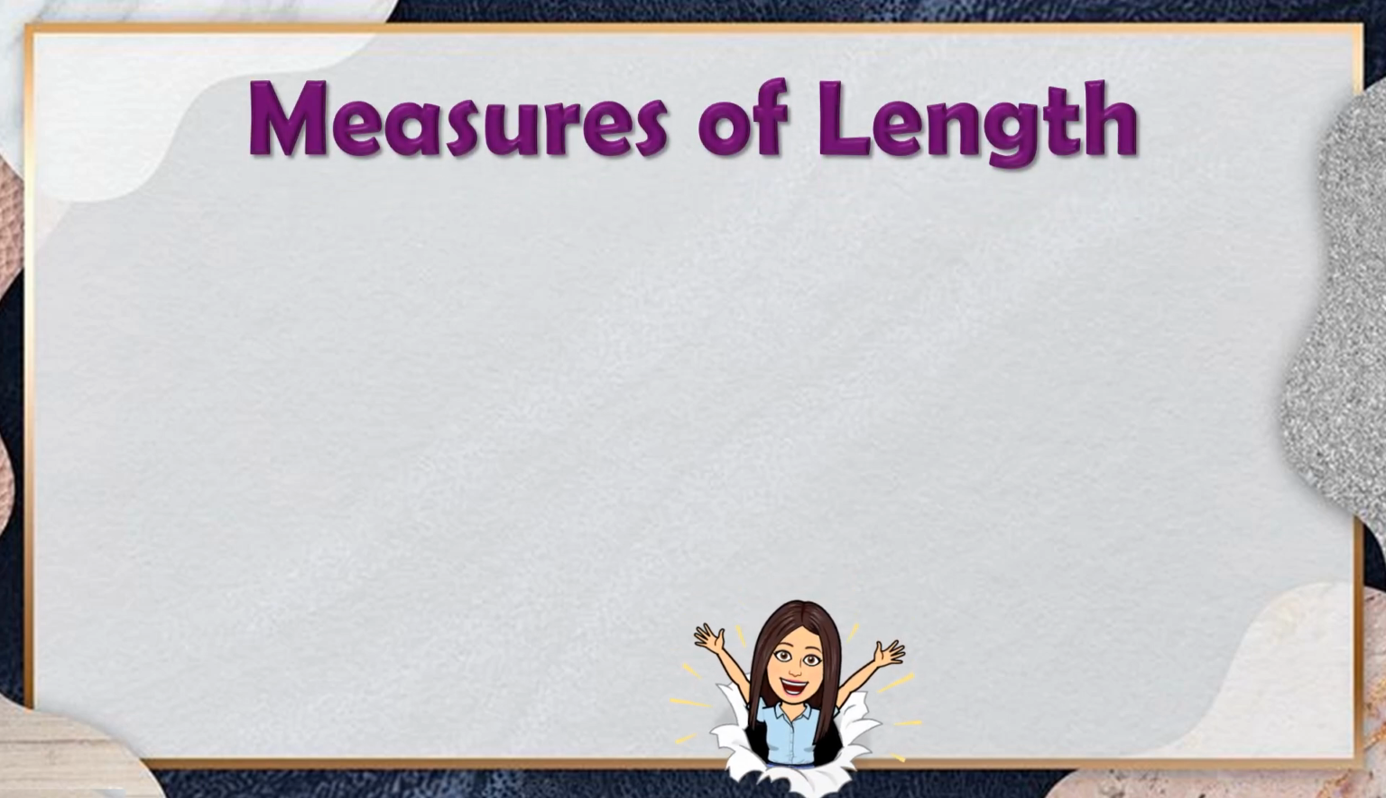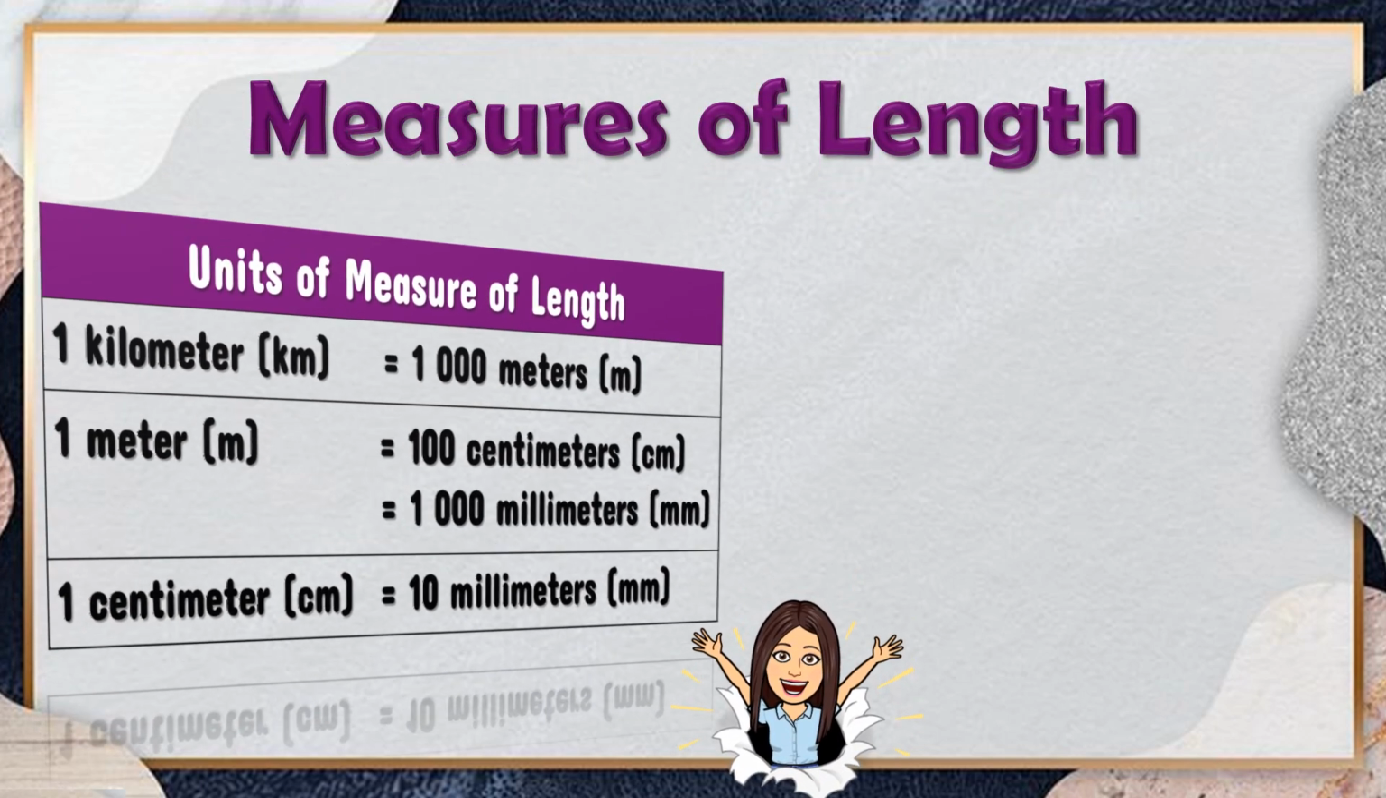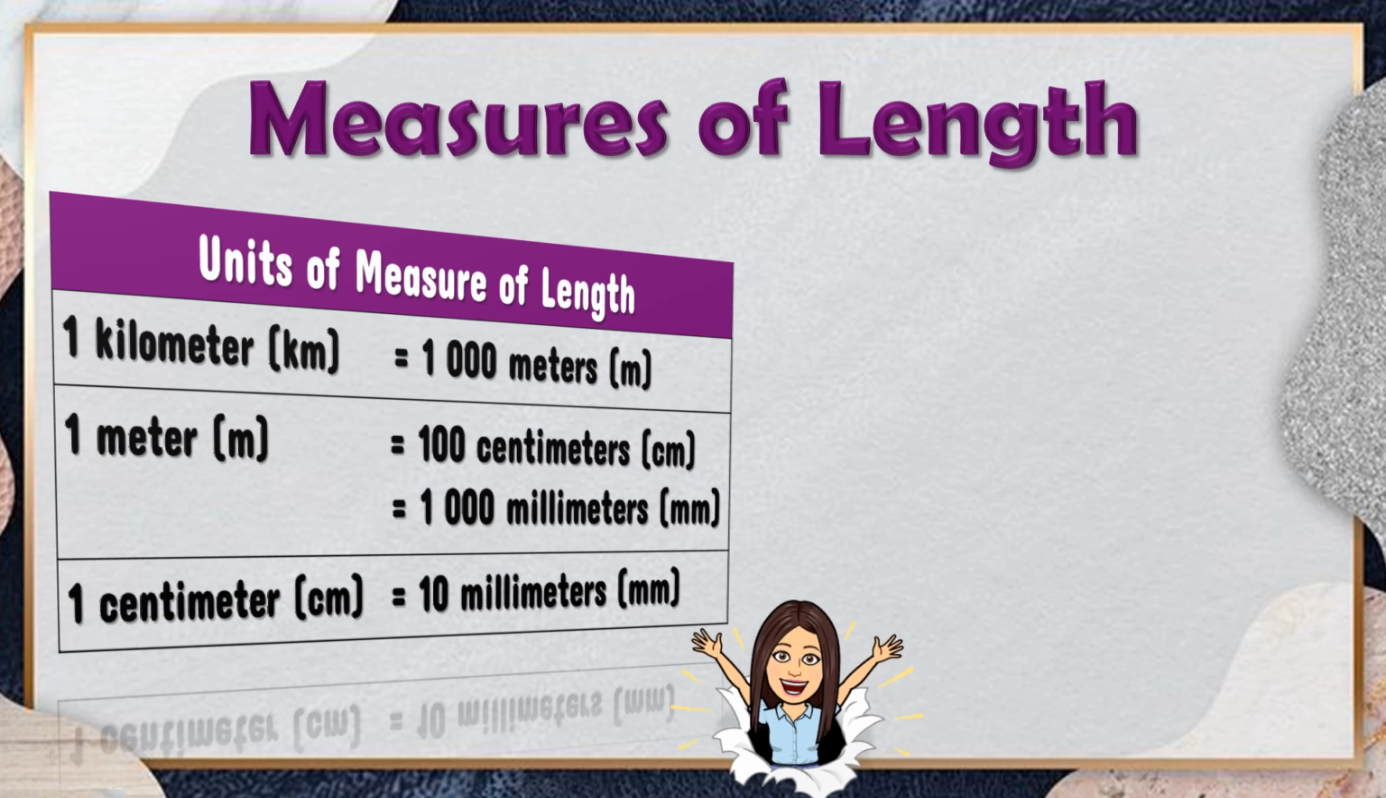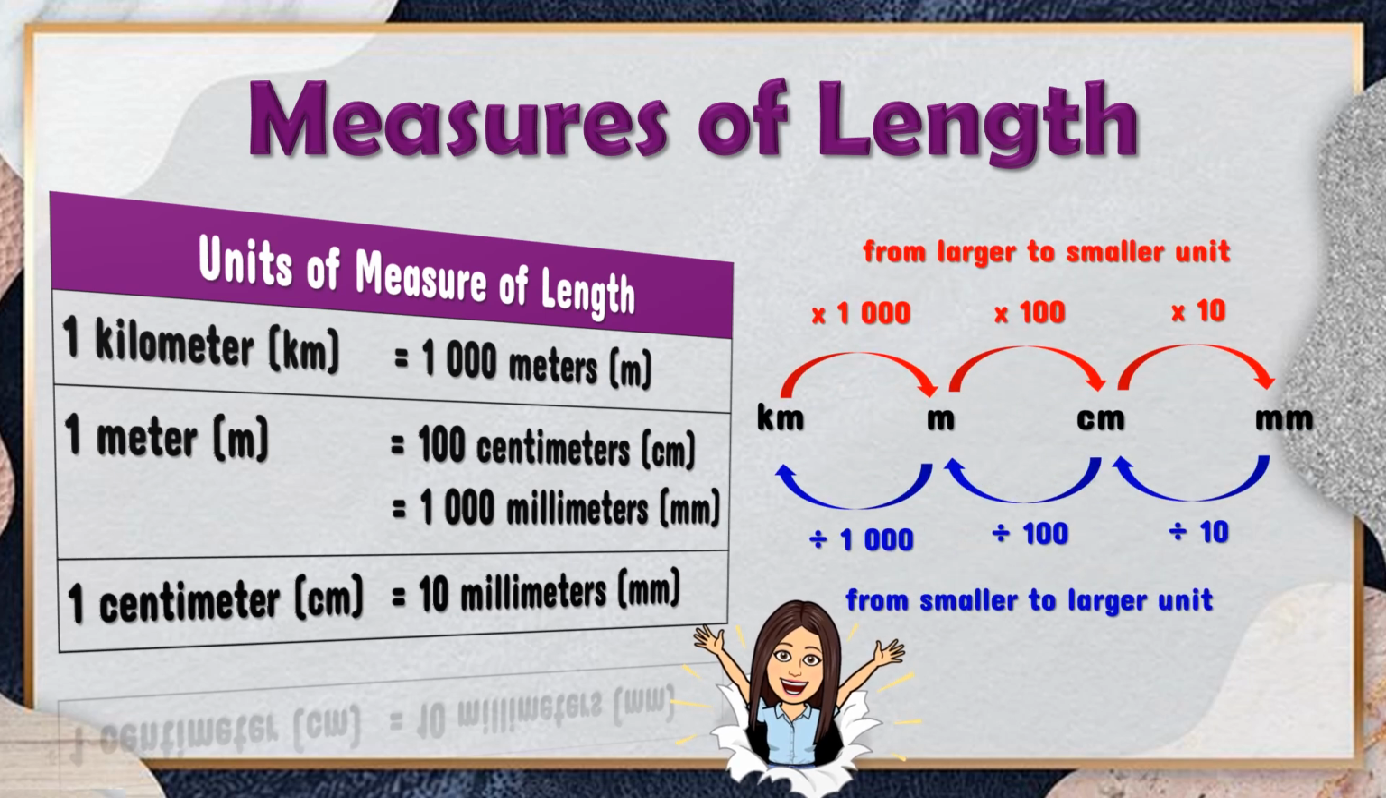Once again, these are the measures of length. So these are the units of measure of length. 1 kilometer is equal to 1,000 meters. 1 meter is equal to 100 centimeters and 1,000 millimeters. And 1 centimeter is equal to 10 millimeters. When we convert units from larger to smaller, we use multiplication. So, kilometer to meter times 1,000, meter to centimeter times 100, and centimeter to millimeter times 10.